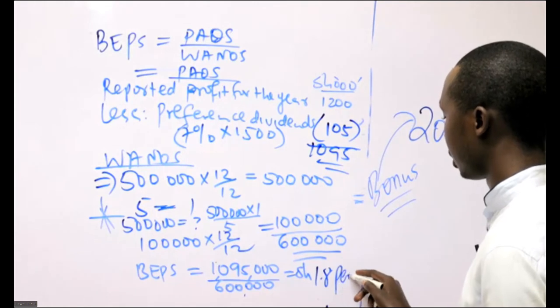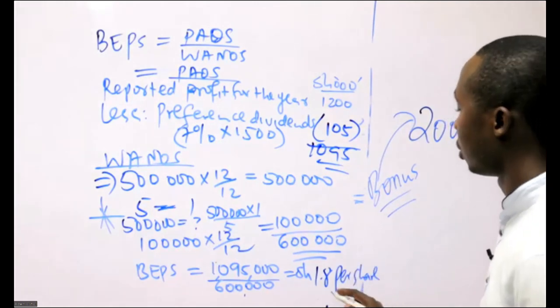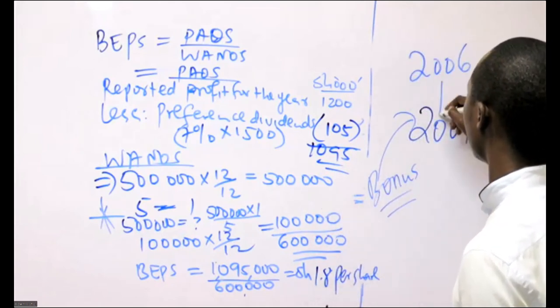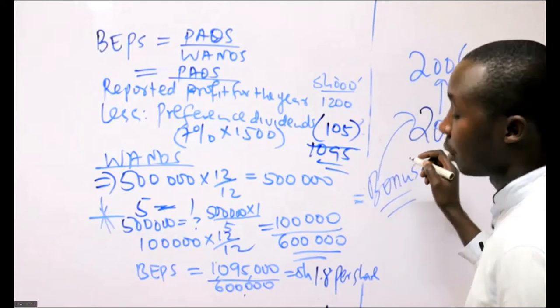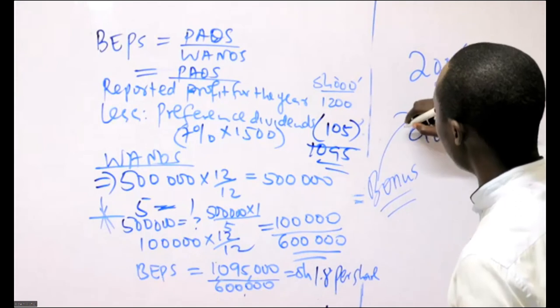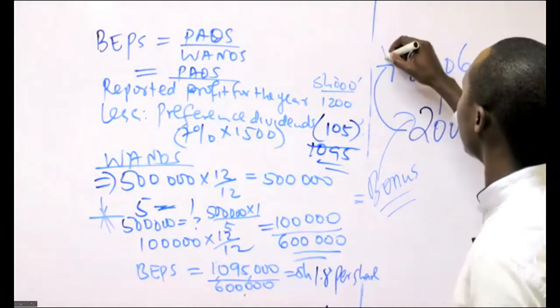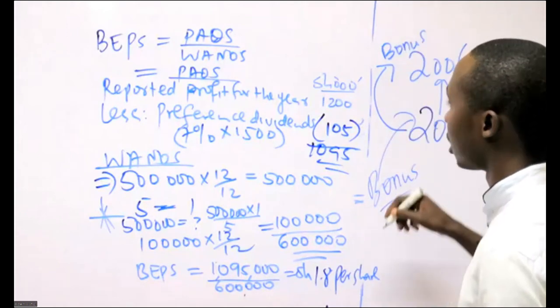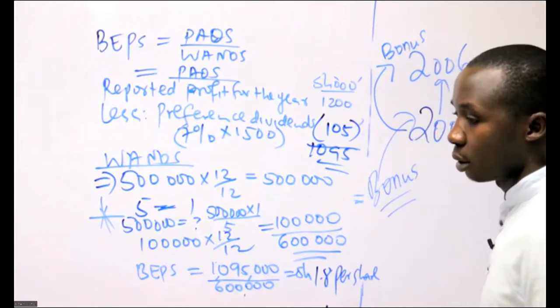It was 1.8 per share. So this one was 1.8 per share. Now I want to compare with the year 2006, so two comparative periods. Remember that the bonus was in the year 2007. Now I will assume, what if the bonus was in the year 2006? What if analysis that the bonus was in the year 2006?